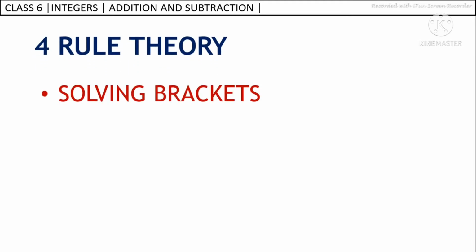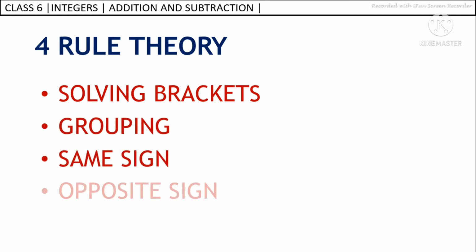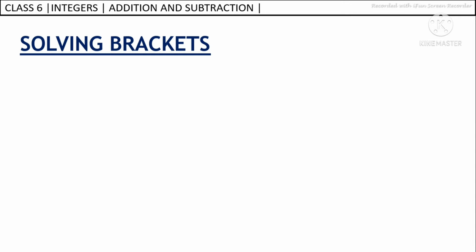First, solving the brackets. Next, grouping them. Third, same sign. And the last is opposite sign. Let's see one by one. What's the process? To start with, solving brackets.